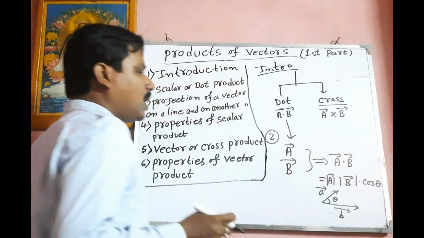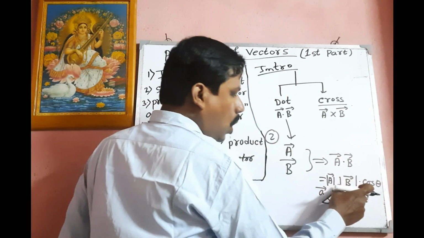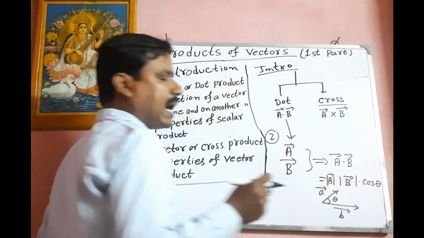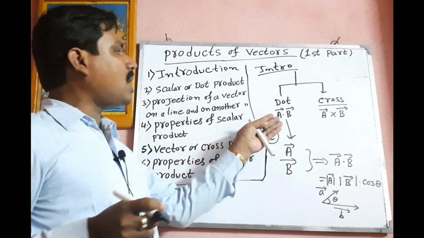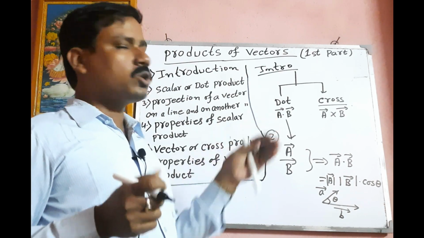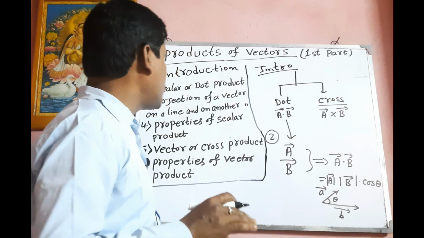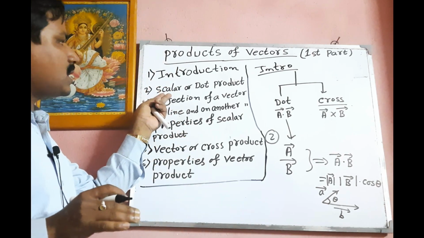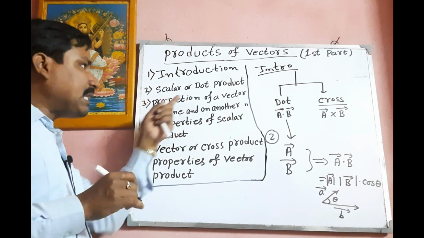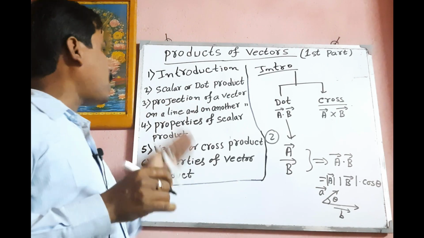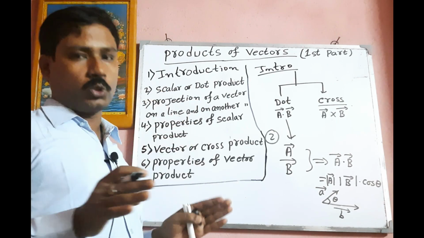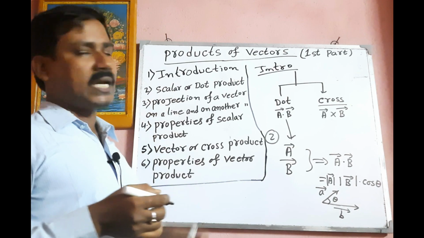So A dot B has only magnitude, no direction. That is, a dot product is a scalar quantity. That is why we say that this is a scalar product. In the dot product part, we are discussing only magnitude. This completes the second part.